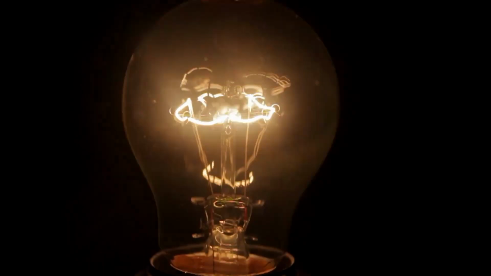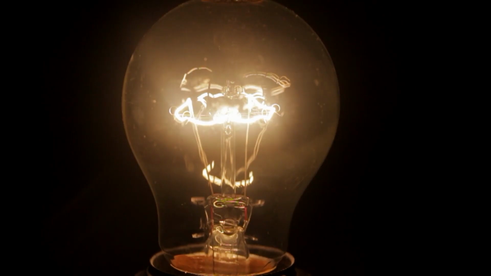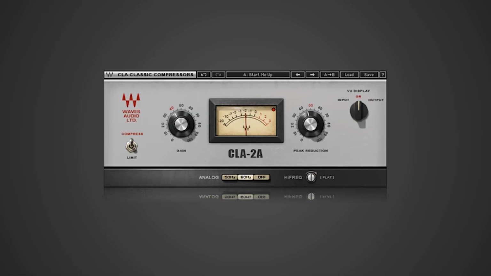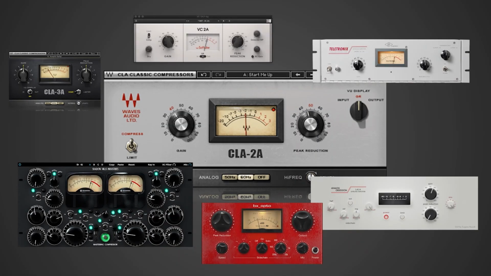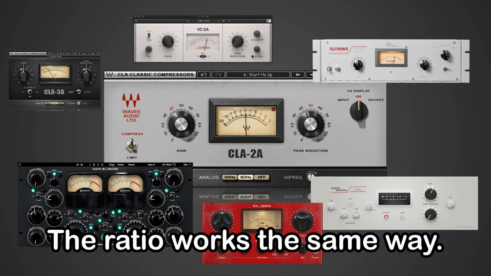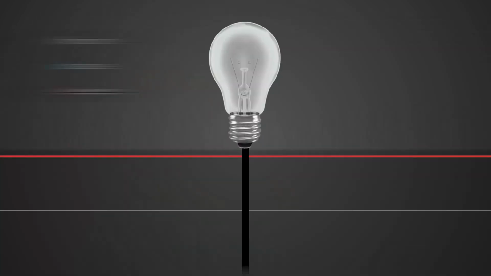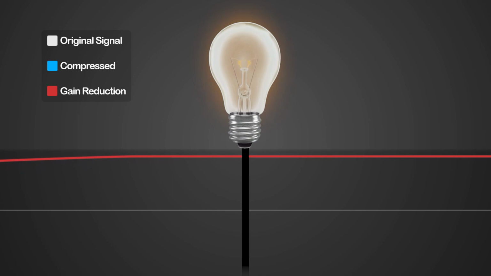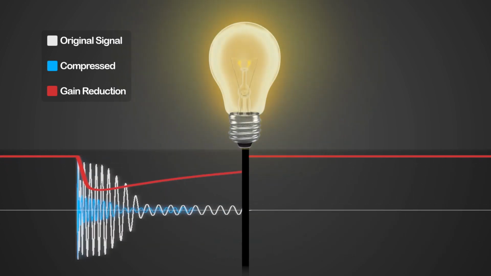Check this out. Think of it like a light bulb that's powered by audio instead of electricity. That light can come in relatively fast when the signal hits, but when it leaves, it takes a longer amount of time to fully die out. That's how this compressor reacts, and it's what makes it the slowest type of compressor. The ratio works the same way. The harder the signal hits, the more it's like a limiter.